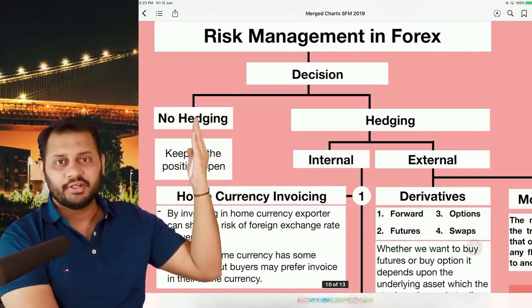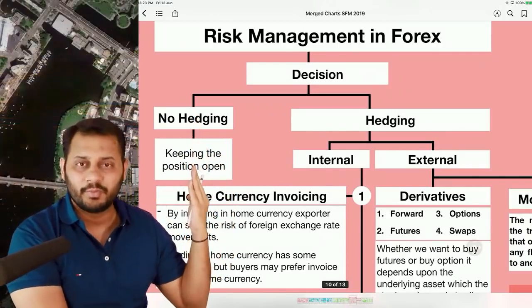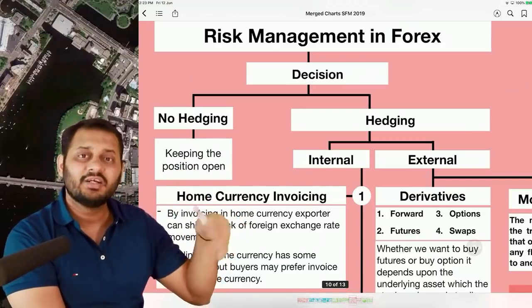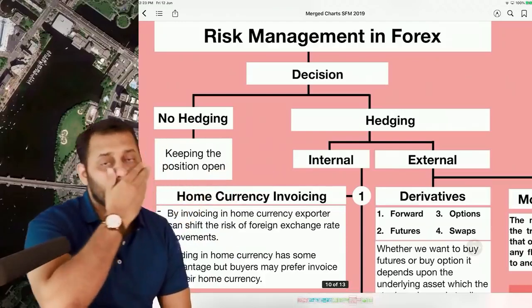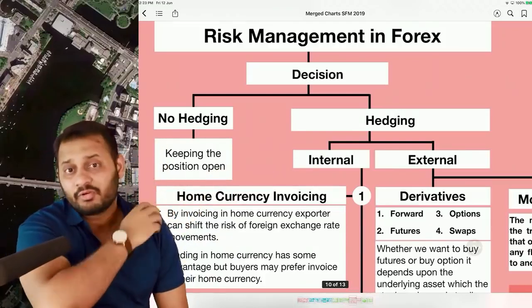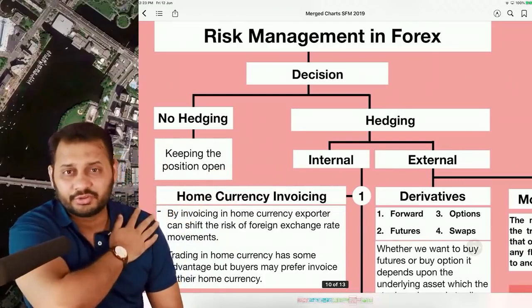If you don't want to hedge, that means you are keeping the position open, and at expiry you will convert those receivables and payables at the given spot rate. That may lead to some profit or loss, but you are keeping the position open.